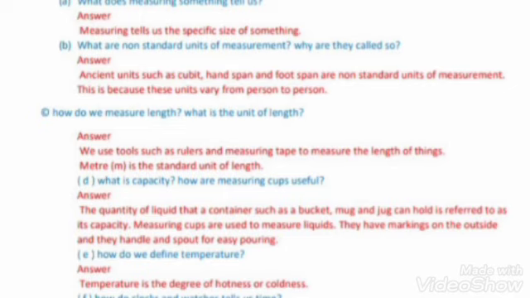This is because these units vary from person to person. Question 3. How do we measure length? What is the unit of length? We use tools such as rulers and measuring tape to measure the length of things. Meter is the standard unit of length.